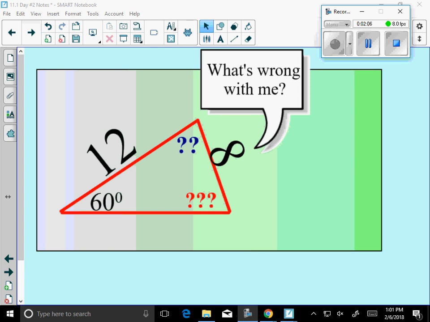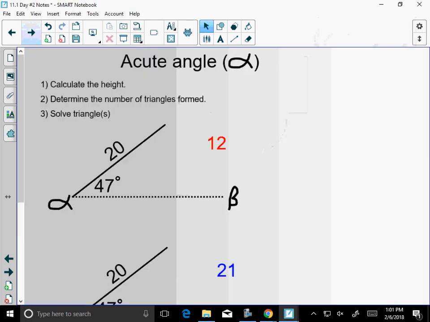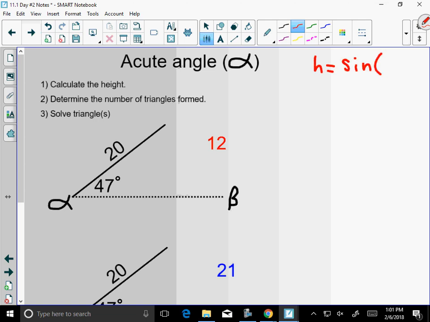Continue on to the meat of this lesson here, which is, how do we know when there's 1 or 2 triangles or no triangles? Well, the first thing you want to do in all cases is you want to find the height. And yesterday we talked about this formula. We said that the height of any given triangle would be the sine of the angle times the side, right? So actually, I'm just going to write it out based on this.